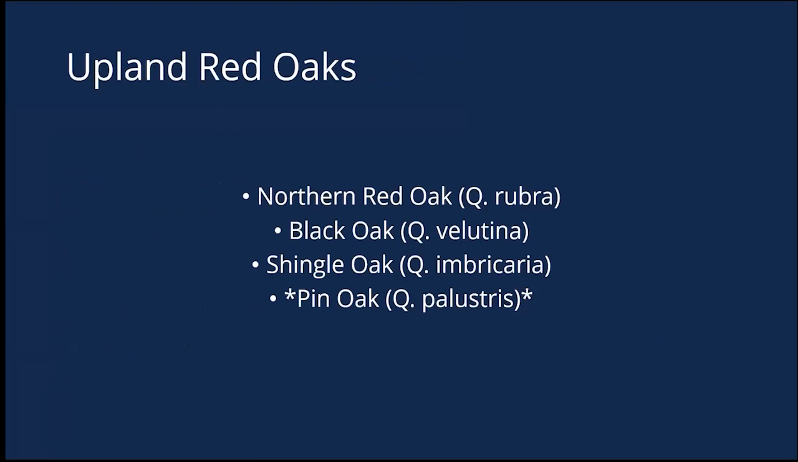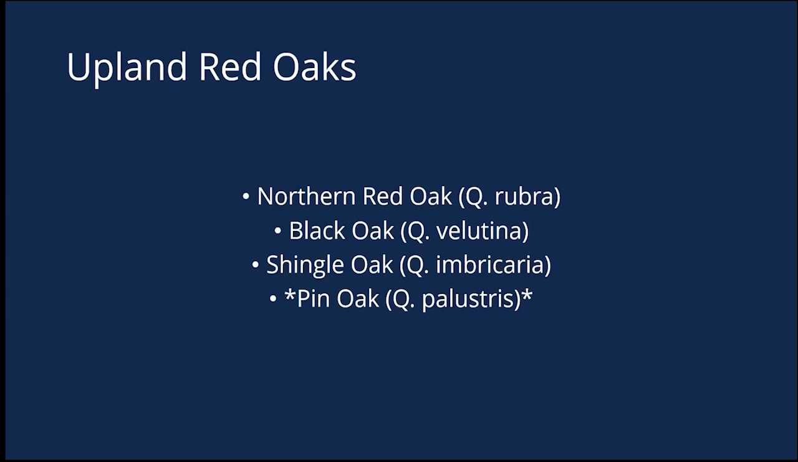Alrighty, jumping into our Upland Red Oaks. So I have 4 I'm going to talk about that are fairly common across the state. Northern Red Oak and Black Oak, those two can be very difficult to tell apart if you're not familiar with what characteristics to look for. Shingle Oak is another common Upland Red Oak, and then Pin Oak.